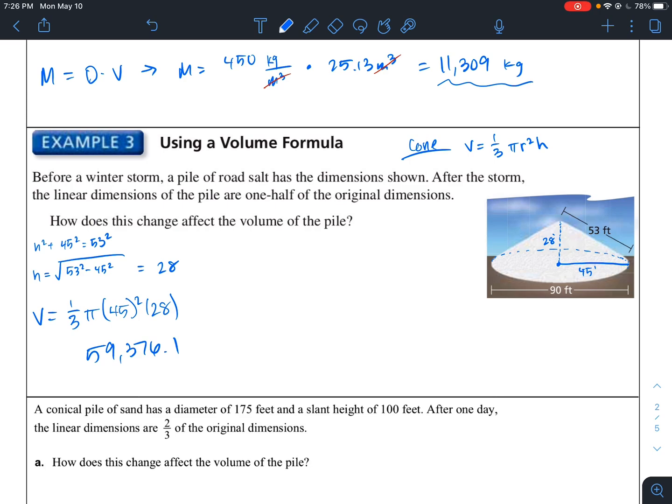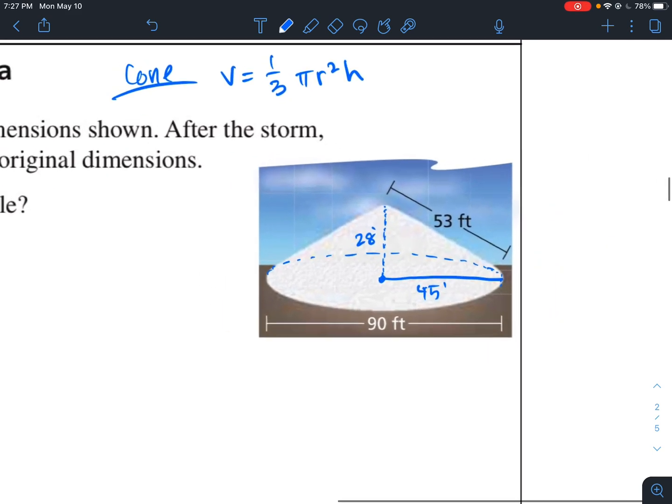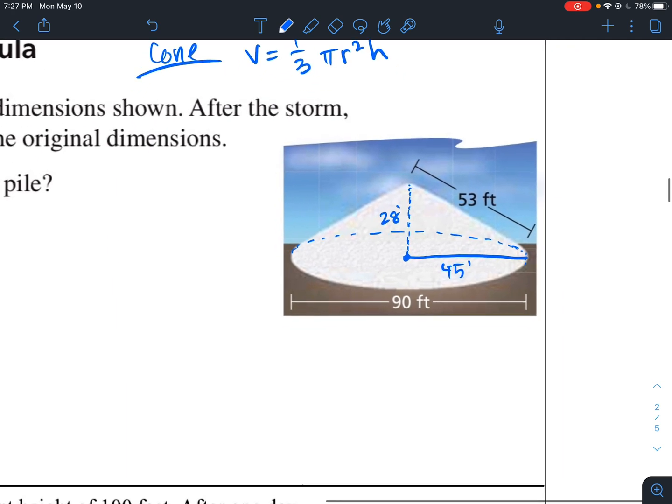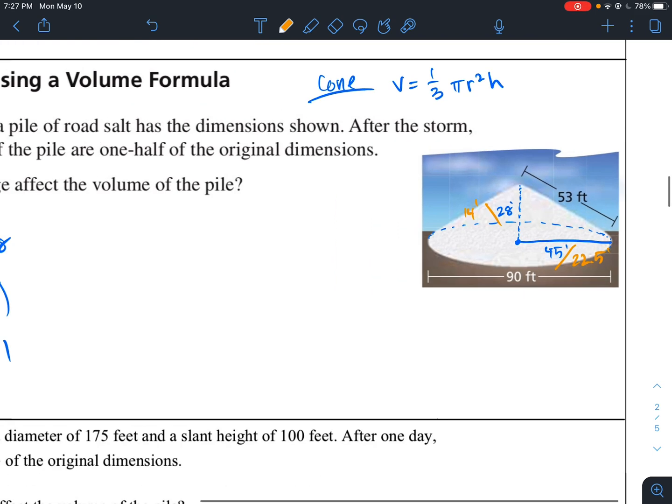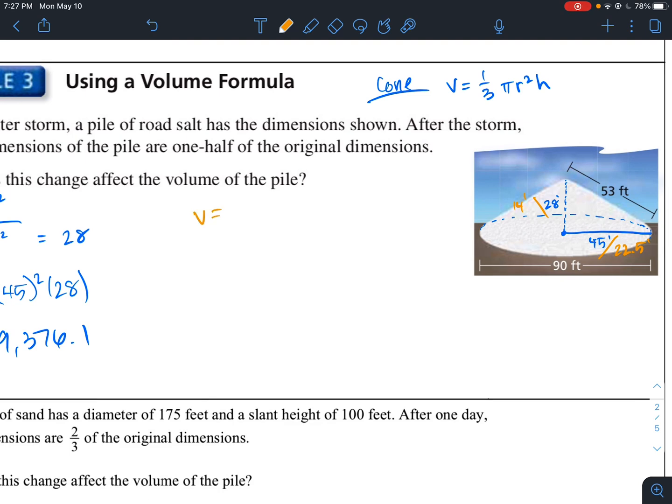So it says after the storm, the linear dimensions of the pile of road salt are 1/2 of the original dimensions. Okay, so that means that after the storm, this would be 14 feet, and this would be 22.5 feet. So let's find the volume of that object. So volume is 1/3 pi times the radius squared times the height. And this would be the volume of the pile of road salt after the storm. So let's see what this comes out to be.